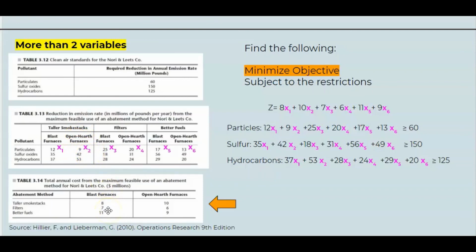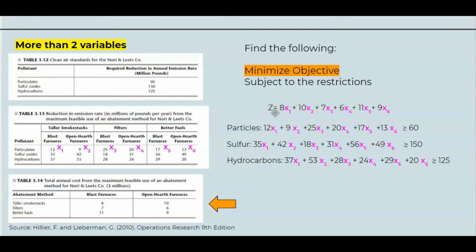Same thing for this one, 7 is going to represent x3, which is the blast furnace for filter. So filter, blast furnace, that matches. And then the last ones I have are the filters for open hearth, which is 6, and that's going to be my x4, so that matches. And then our better fuels is going to be this right here, blast furnace for x5. That's going to give us the 11, and then our open hearth for x6, that's going to be our 9 right there. So that's how we're coming up with this part right here, equals Z.